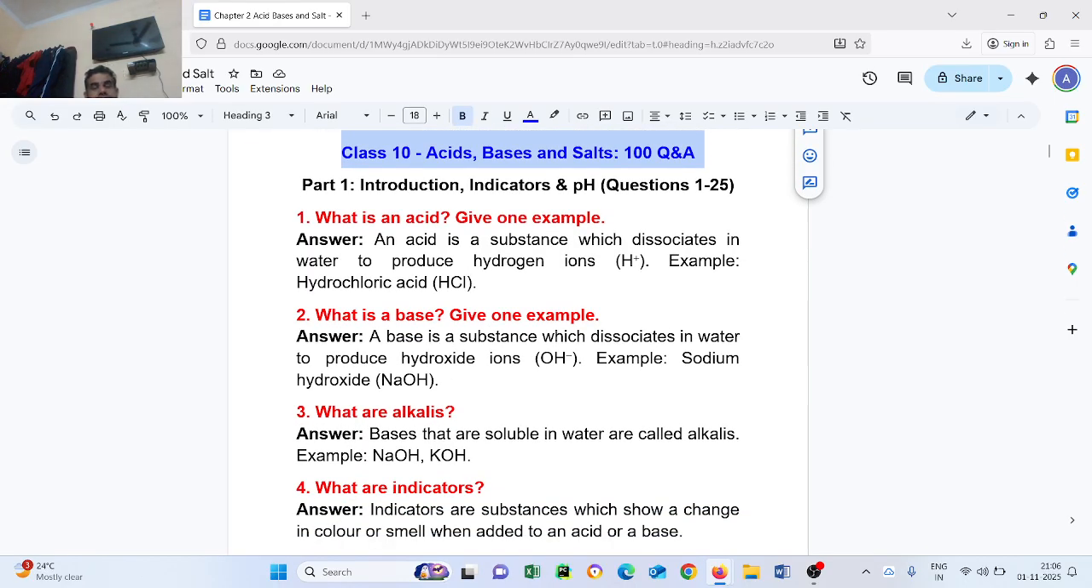Question number 3. What are alkalis? Bases that are soluble in water are called alkalis. Example: NaOH, KOH. Sodium hydroxide and potassium hydroxide are examples of alkalis.